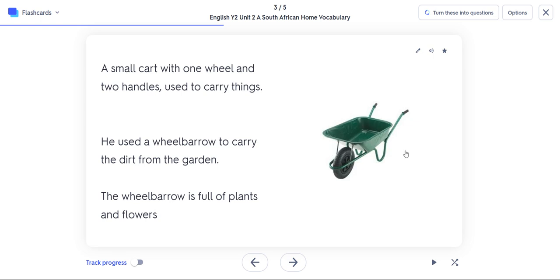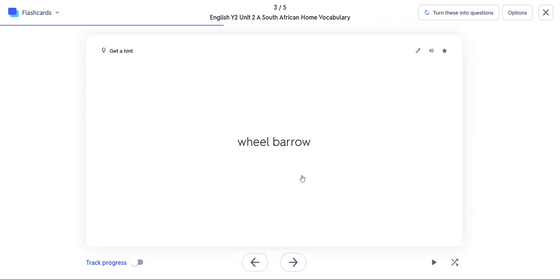So do you know what this one means? Do you know its name? Yes, wheelbarrow.